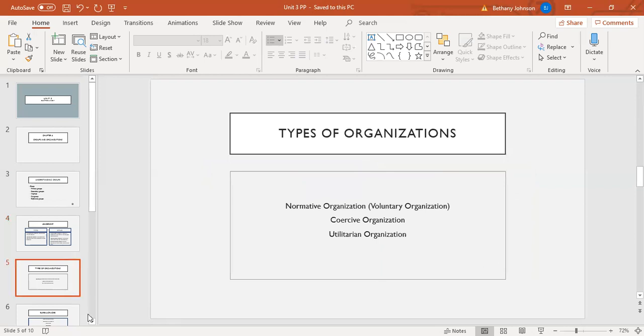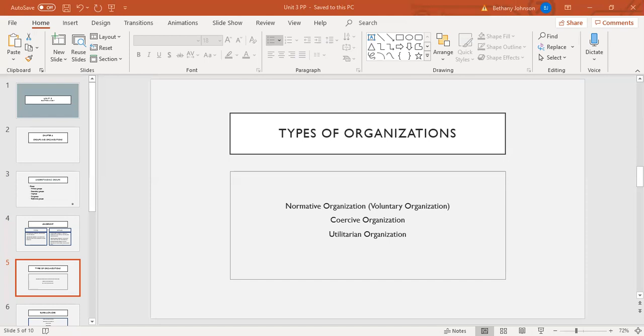So next we're going to look at types of organizations. Now, with an organization, let's just remember that a formal organization is large and impersonal, usually in the form of a bureaucracy. So an organization is a large bureaucratic entity. There are three types of formal organizations. You have a normative organization, which is a voluntary organization. So this is an organization that you choose or volunteer to be a member of.